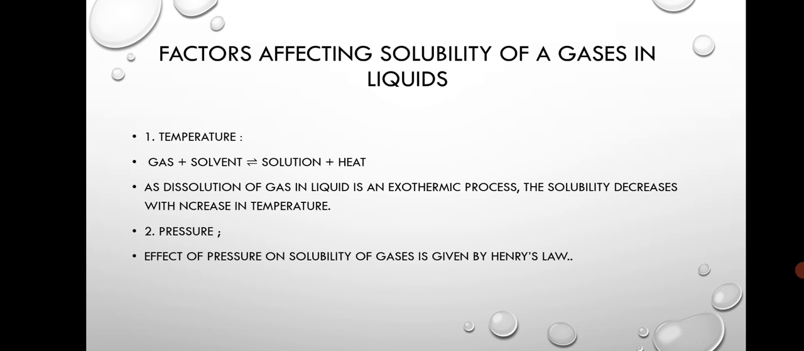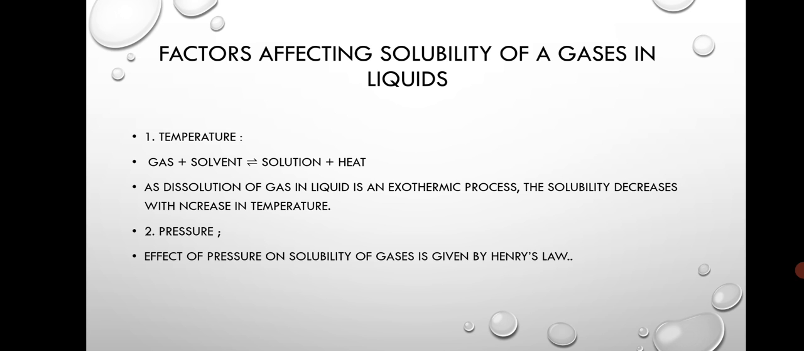Gases can be dissolved in liquids. So what are the factors on which the solubility of gases depends? The first factor is temperature. We know the dissolution of gases in liquid is an exothermic process. Whenever a gas is dissolved in a solvent, heat is released. So if we increase the temperature, what will happen? The equilibrium will shift in the backward direction. That means some of the gas separates from the solution, and that's how the solubility of a gas in a particular solvent decreases with an increase in temperature.